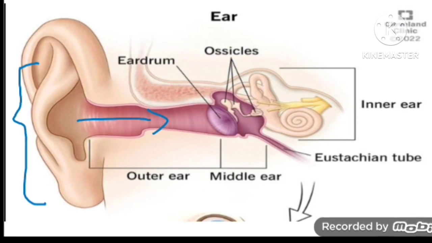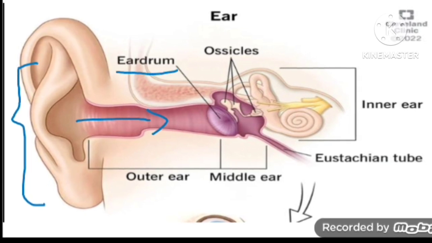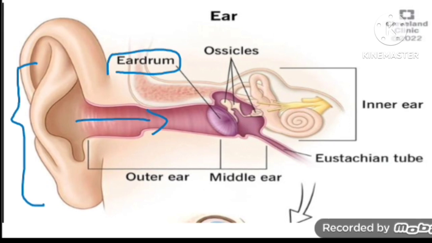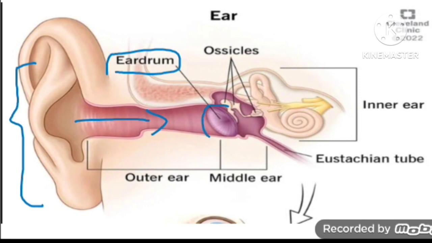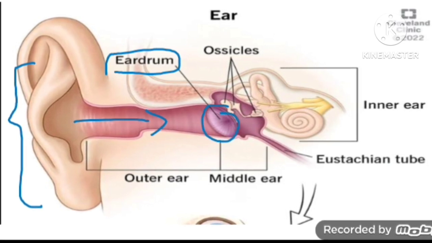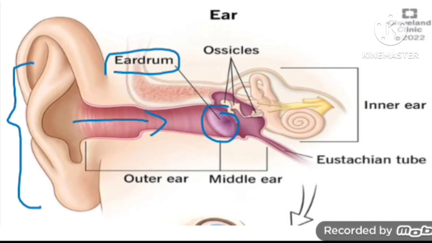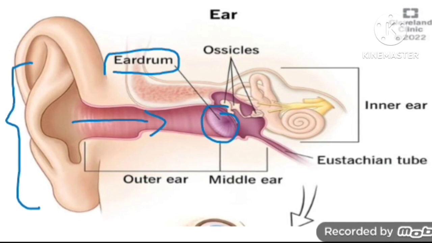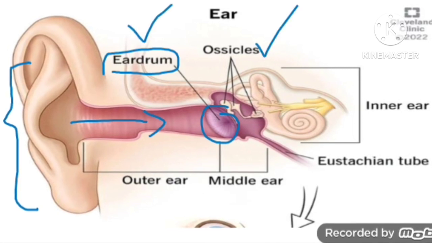So the sound waves pass through the auditory canal and eventually meet the eardrum, which is shown purple in color. The eardrum is basically a transparent membrane which is very sensitive to waves of air. So as the air vibrates, the eardrum starts vibrating just like the skin of a drum. And you can also see here that the eardrum separates the outer ear from the middle ear.